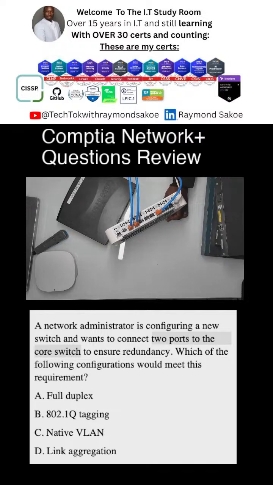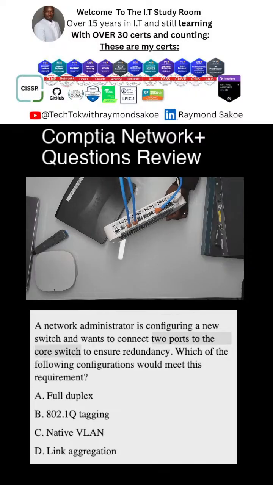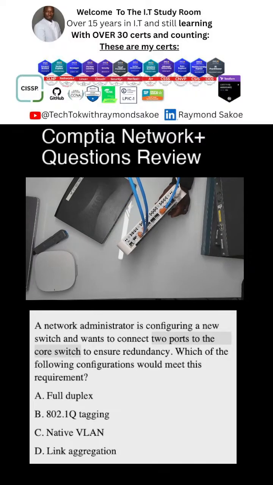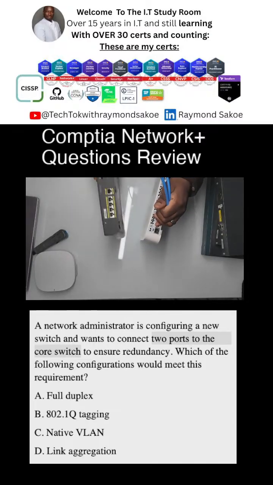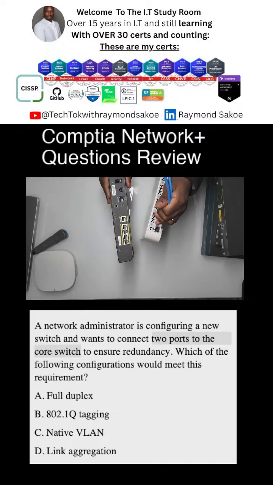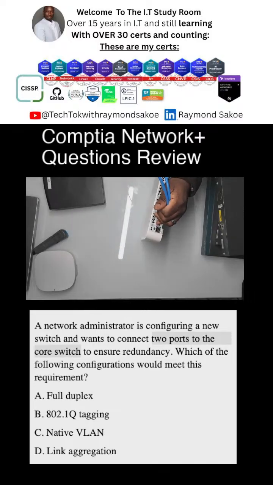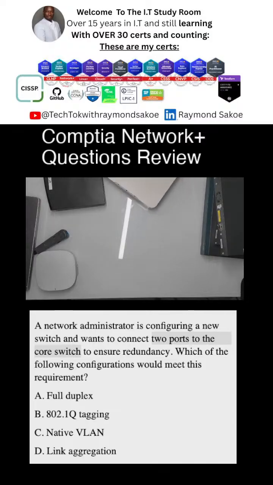Exactly. Okay. So now this is two ports. They want to connect two ports right here for redundancy. So they connect two ports to this switch, which is the core switch, and then connect the other end of the port by cable to the next switch, which might be the distribution layer. So now it's asking which protocol or which configuration would help with that.